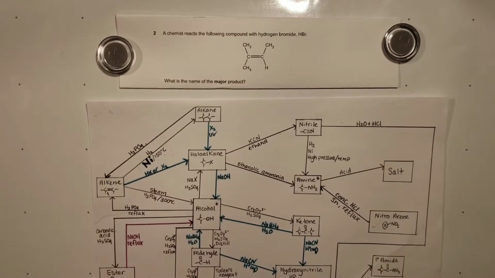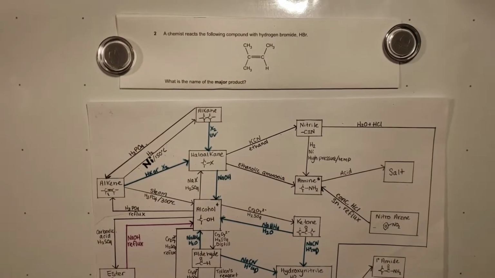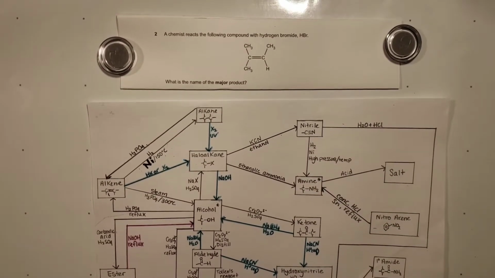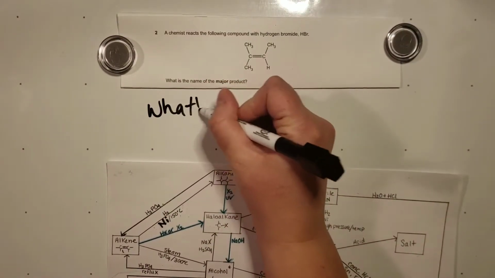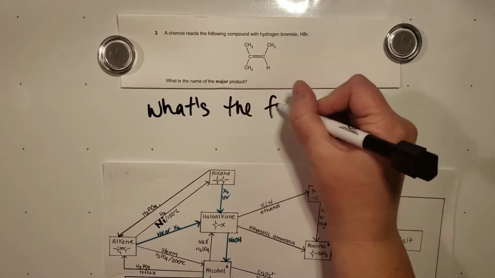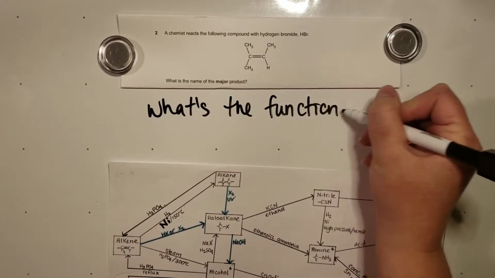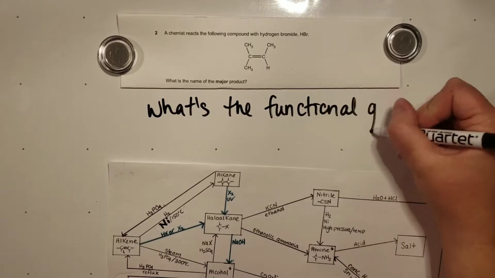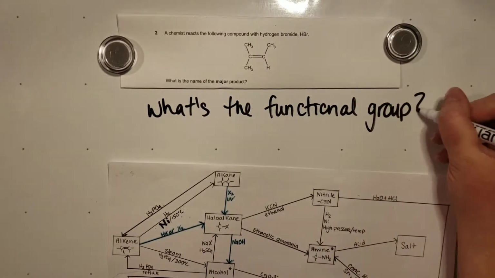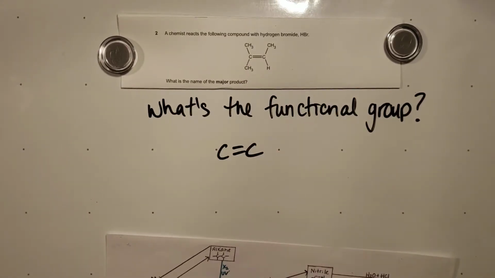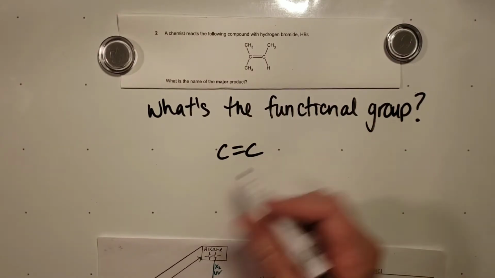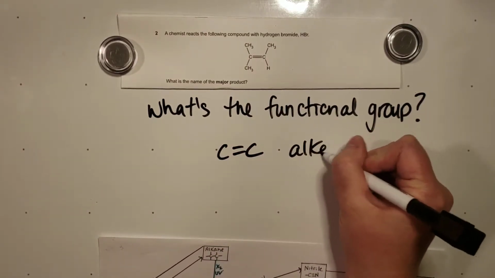But let's take a look at this question. Okay, so we have: a chemist reacts the following compound with hydrogen bromide, HBr. What is the name of the major product? So if you're going to be using this mind map, you have to be able to identify the functional group. Okay, so I am making the assumption that you are comfortable with your functional groups. Okay, so we have our double bond, carbon-carbon double bond. There is no other functional group there, and that is our alkene.